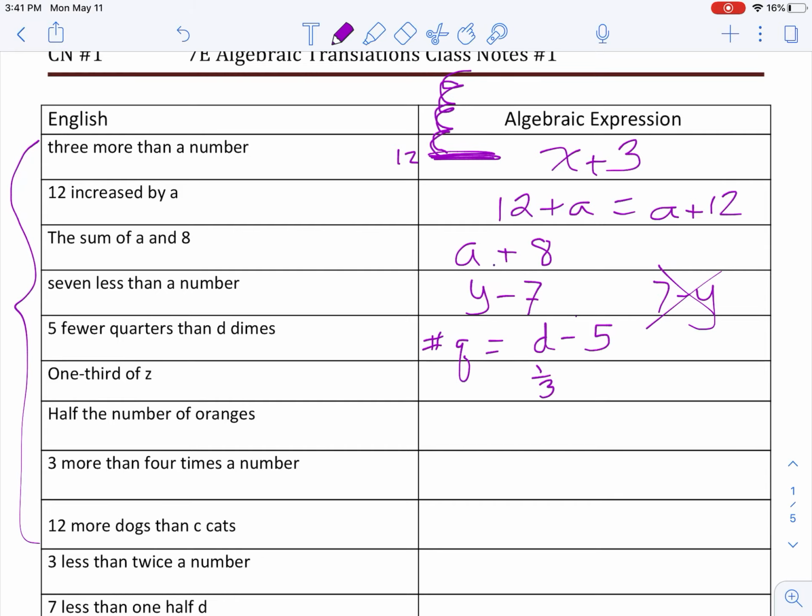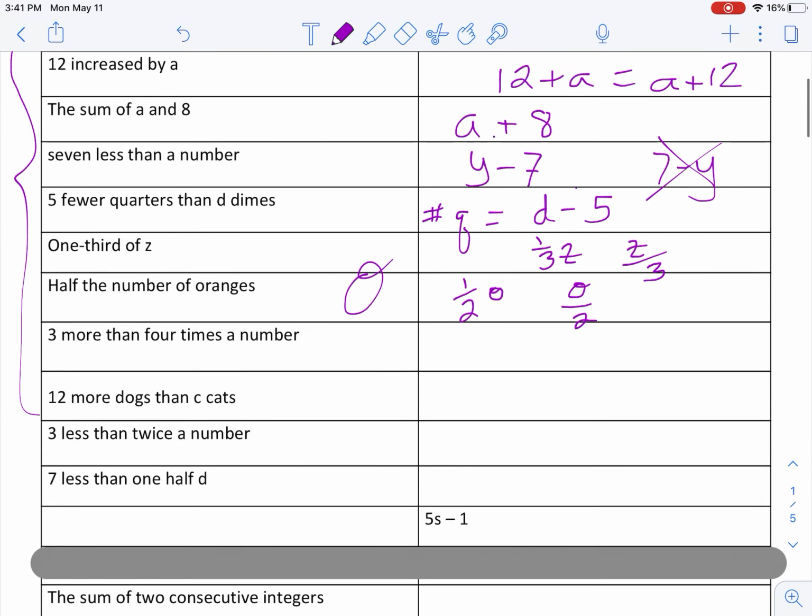1/3 of z looks nice and friendly. I could write it like that, or I could write it as z over 3. Half the number of oranges would look like this, or O over 2. O is a really bad choice for a variable because it looks a lot like a 0. That's why I'm trying to make mine look like a cursive O.